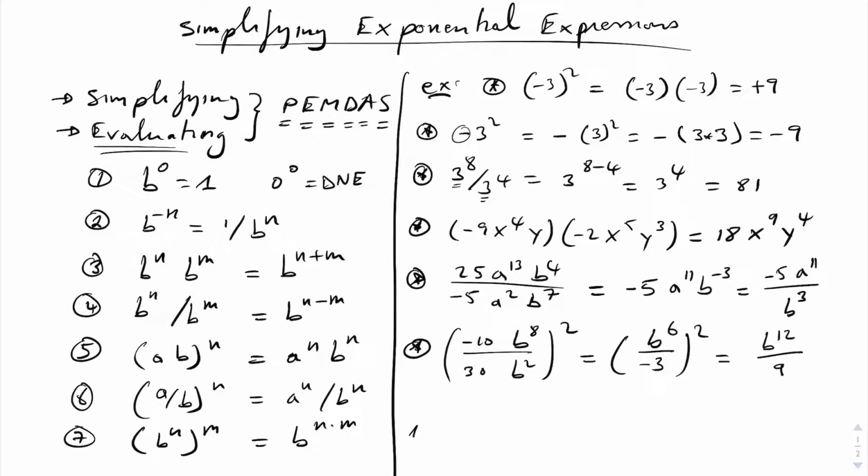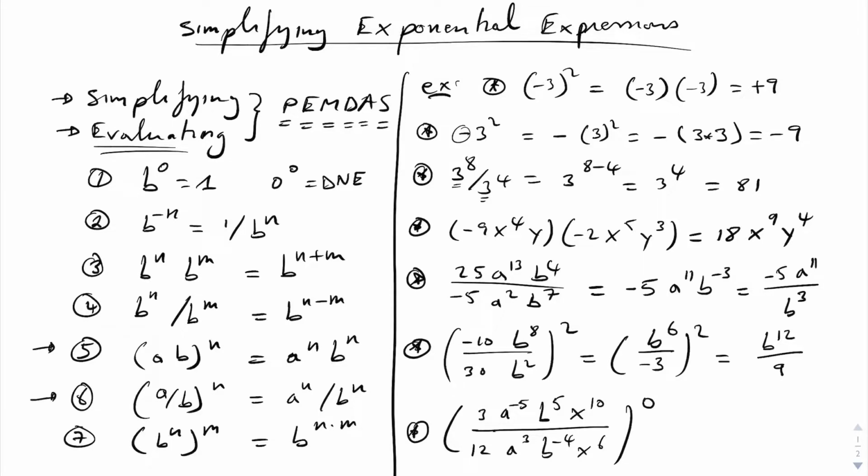And the last one here is kind of a bonus one. So you have 3 times a to the power of -5 times b to the power of 5 times x to the power of 10, all divided by 12 times a to the power of 3, b to the power of -4, x to the power of 6, all together raised to the power of 0. So when you have this, you can start by doing the parentheses and try to simplify those by using rule number 5 and 6. But you could also just realize that this is one big term that is raised to the power of 0, and that should give you 1.